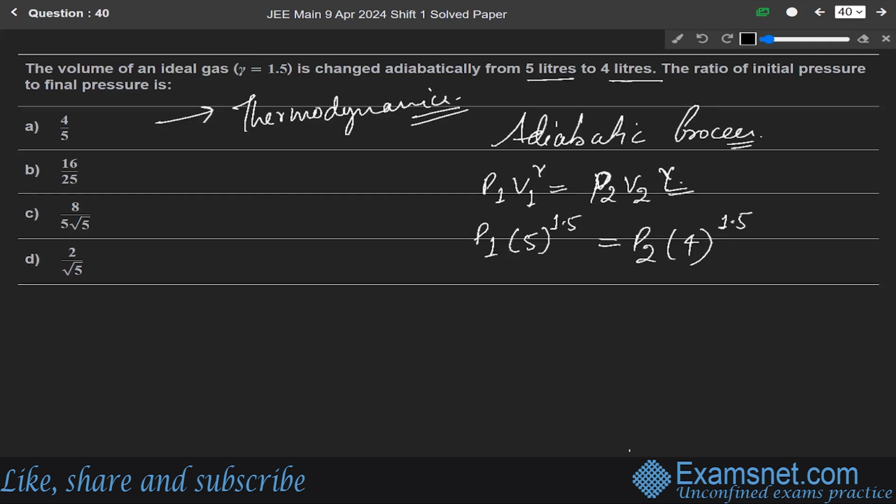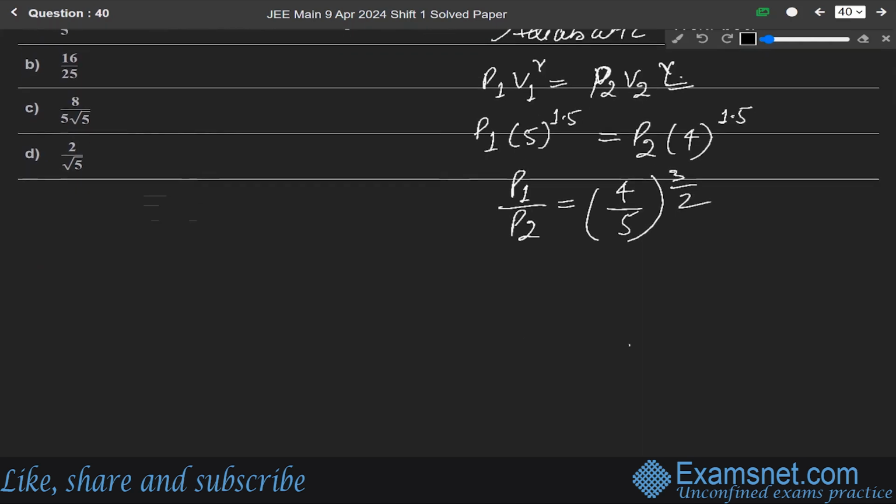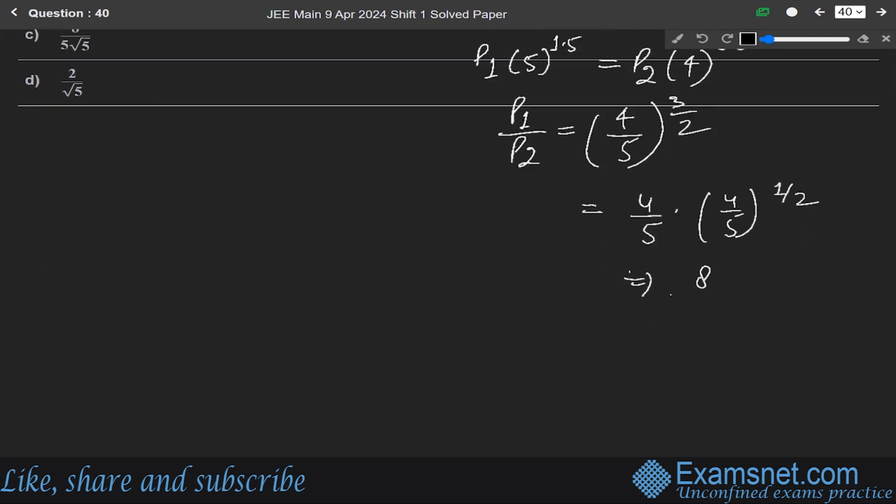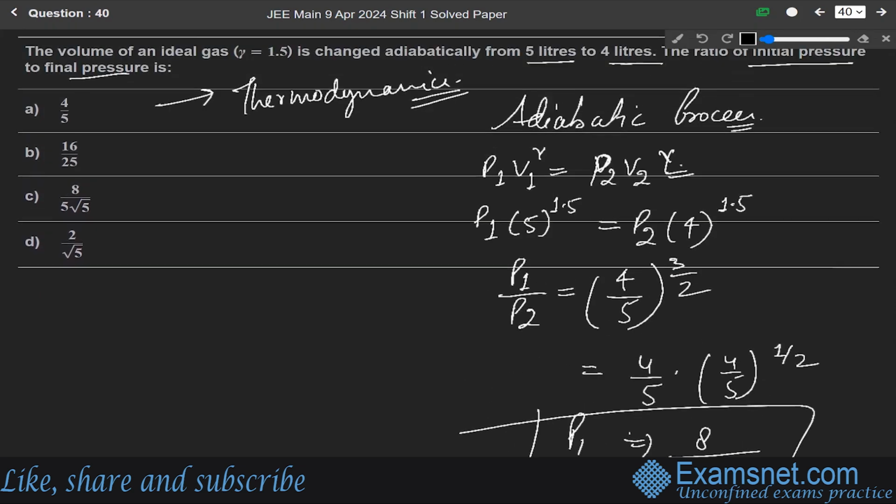So the ratio of initial pressure to final, P1 over P2, is equal to 4 over 5 raised to the power 1.5, means 3 by 2. So solving it, we get 4 over 5 into 4 over 5 raised to the power 1 by 2. So it will become 8 over 5 root 5. So the ratio of initial pressure to final pressure is 8 over 5 root 5, means option C is the correct answer.